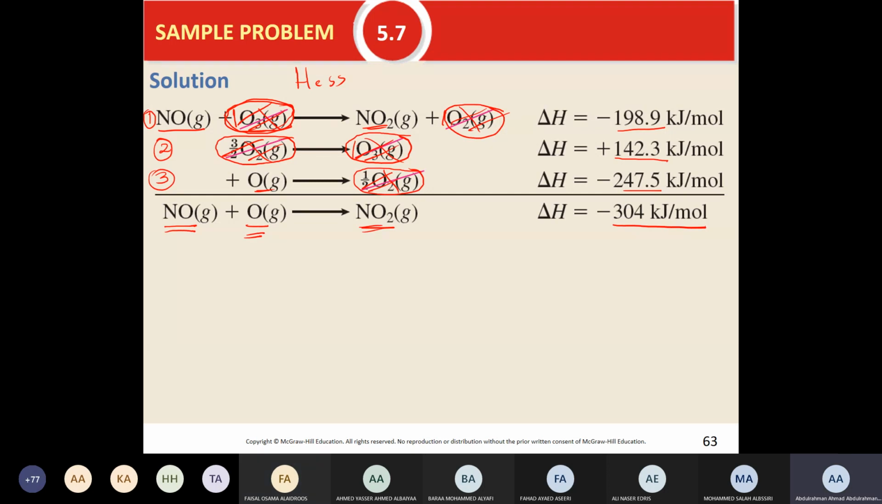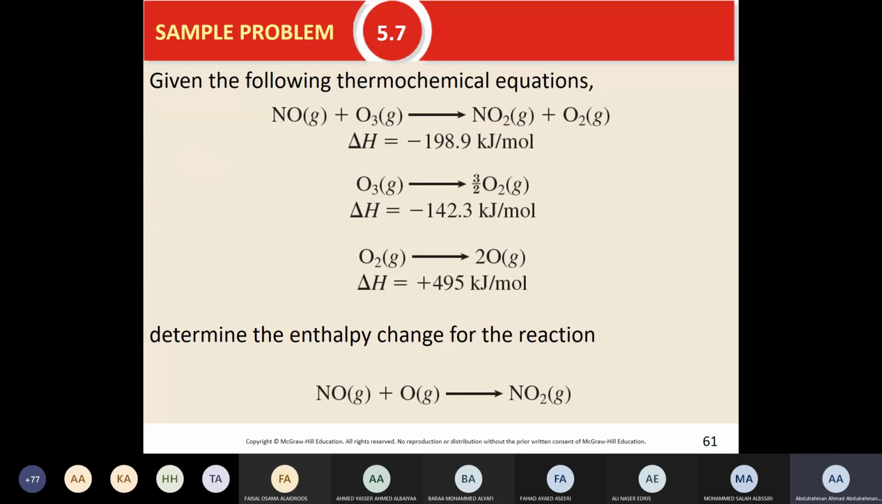Now, what is required from you? I give you the equations in this form, and now I want you to use these three equations to find the heat of this reaction. How will you do it? The first reaction I will keep as it is. Okay? So the heat will be minus 198.9. Now, the second one, how can I make the ozone on the other side? Reverse it. Why am I going to reverse it? I want 3/2 O2 to go to O3.